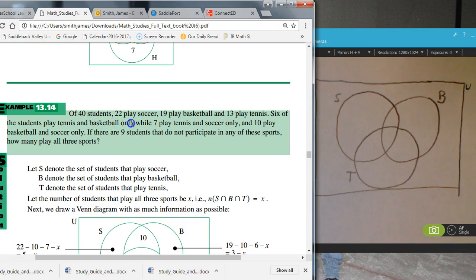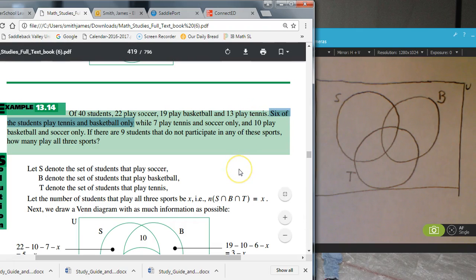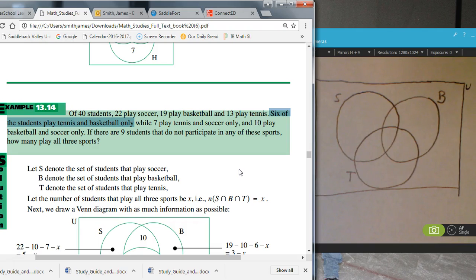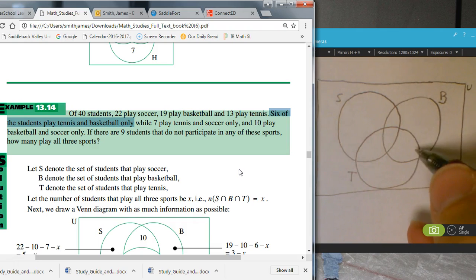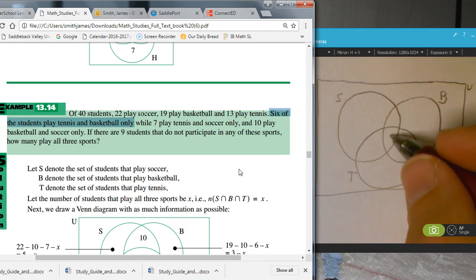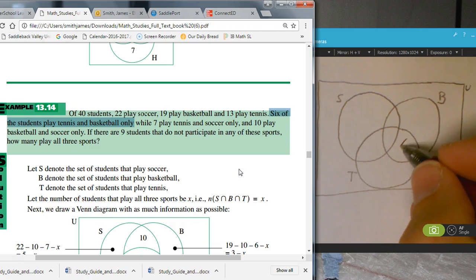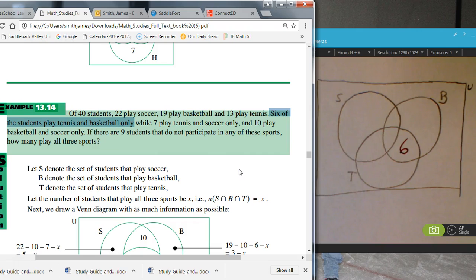So here's the case where you now have to be able to read into what that is telling you. So 6 of the students are tennis and basketball only. So here's where you have to recognize what that means. Tennis and basketball only. So here's tennis and basketball. This is where those guys overlap. But it says tennis and basketball only. So that's these people right here. They're leaving out the ones who also like soccer. So these are the people who are tennis and basketball only, and it said there were 6 of those. So that's a number we'd be able to fill out.